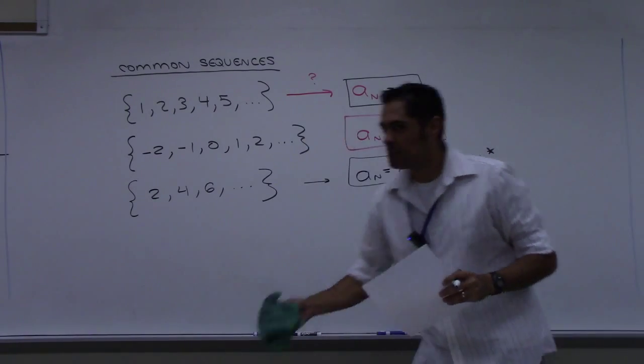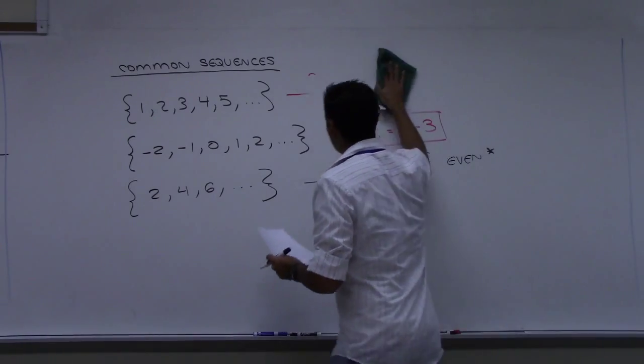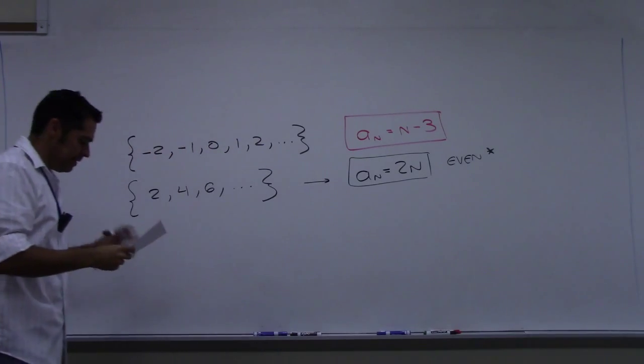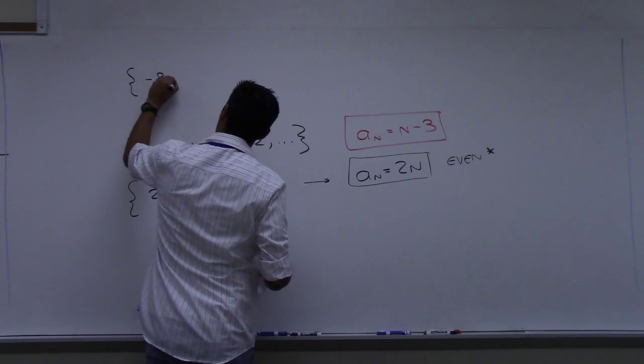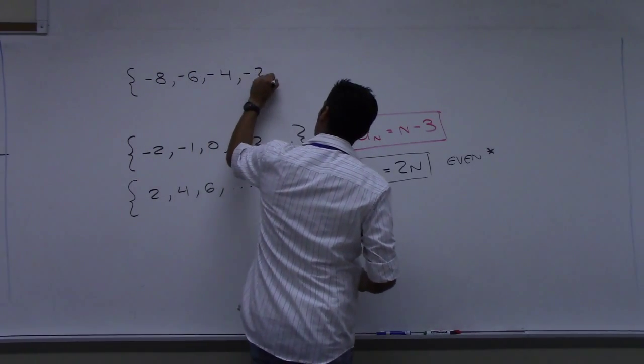I know this kind of still seems like, okay, where is it going to get hard? Just bear with me. Doesn't have to be hard. How about this? -8, -6, -4, -2, 0.